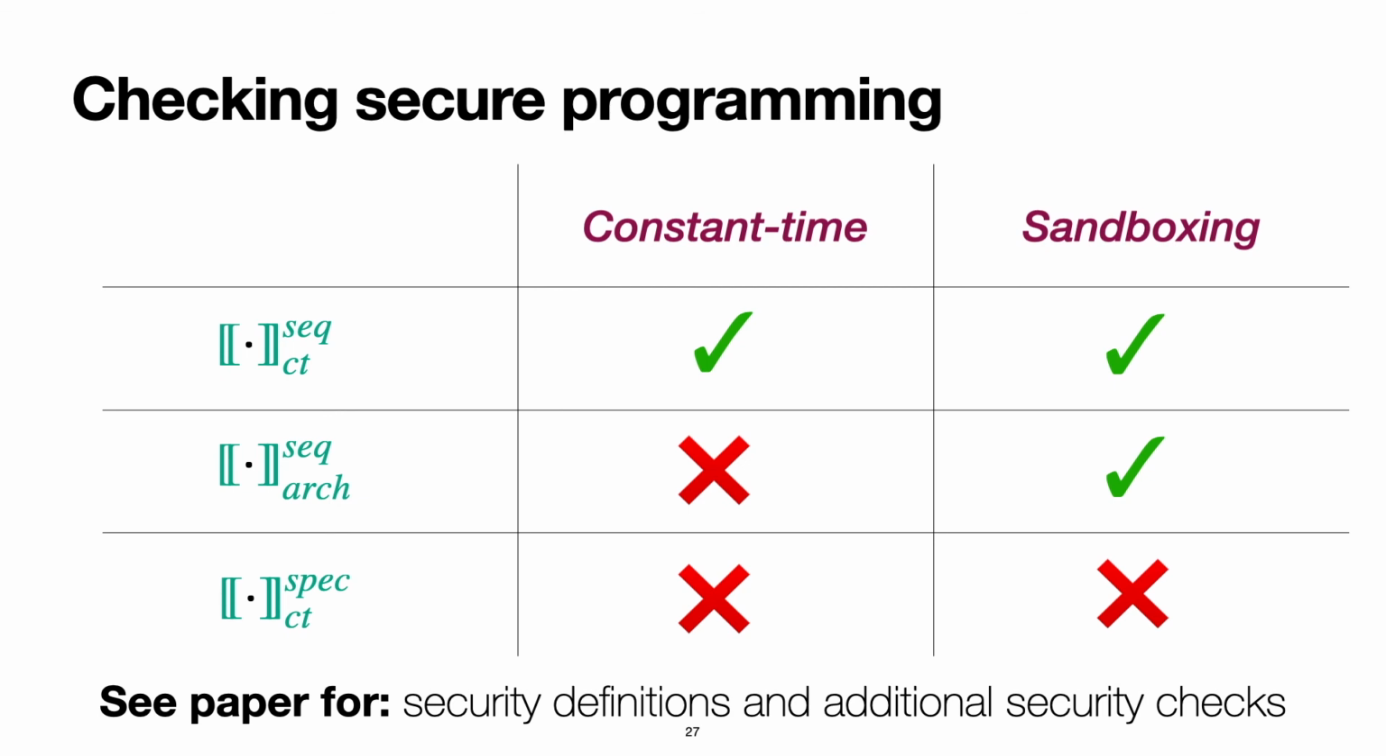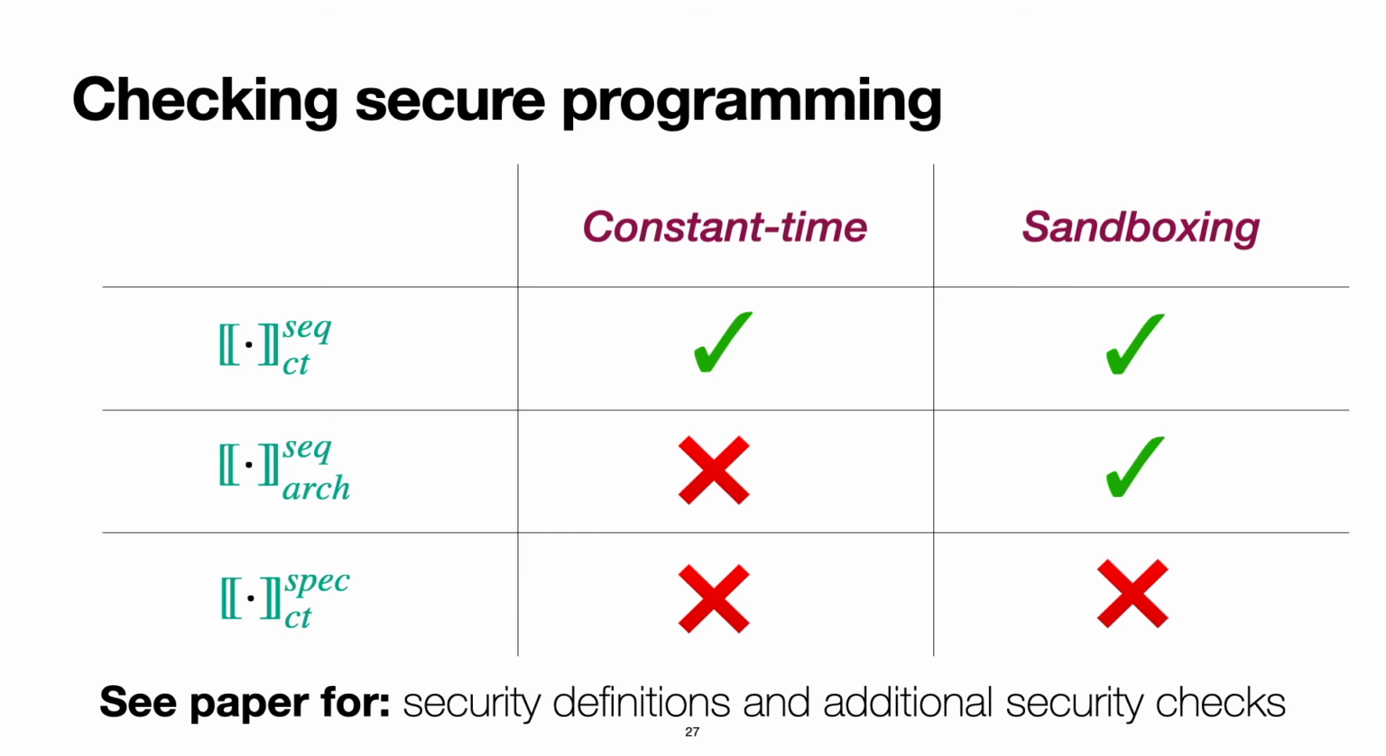So, for the SecCity contract, all programs that satisfy traditional constant time and sandboxing, which can be checked using existing tools, can be run securely. For the SecArc contract, additional security checks are needed only for constant time but not for sandboxing. Finally, for the SpecCity contract, additional security checks are needed for both flavors of secure programming. In particular, one would need to check that programs satisfy a class of properties called speculative non-interference.